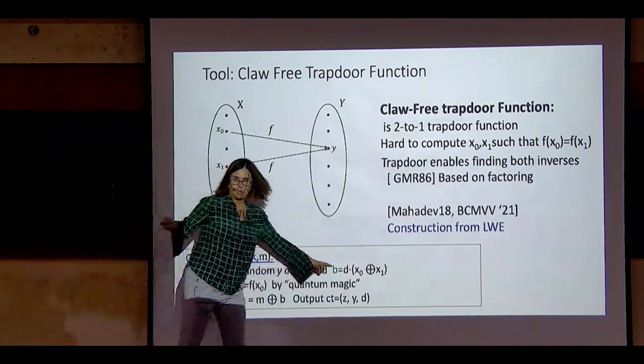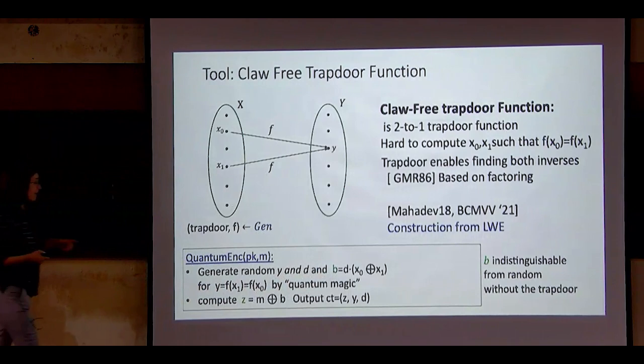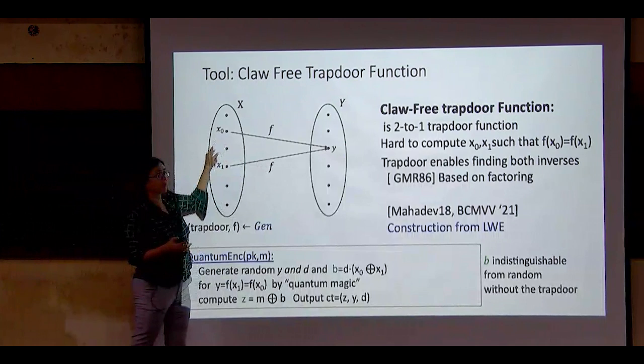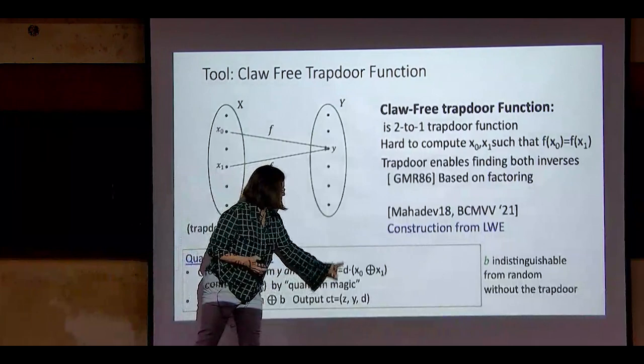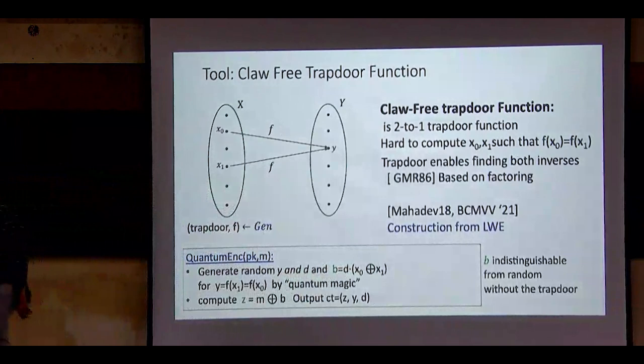Yet on the other side, the decryptor has a trapdoor. So he knows, this function has a trapdoor, so he's able to compute both X0 and X1. When he gets this encryption, he gets a Z and M XORed with B, he can figure out what B is, because he can figure out both pre-images, X0 and X1, and this was given to him.